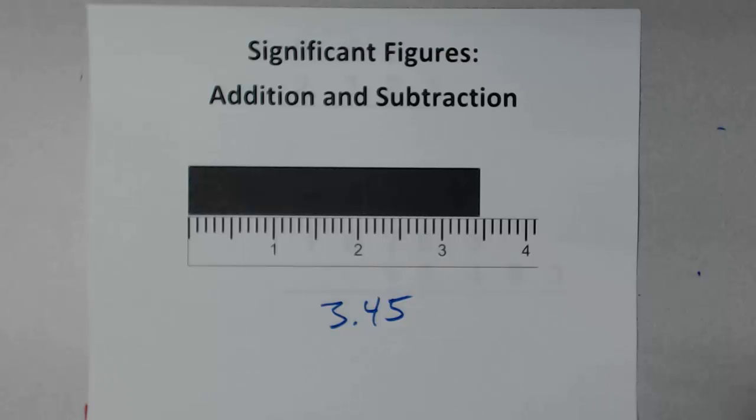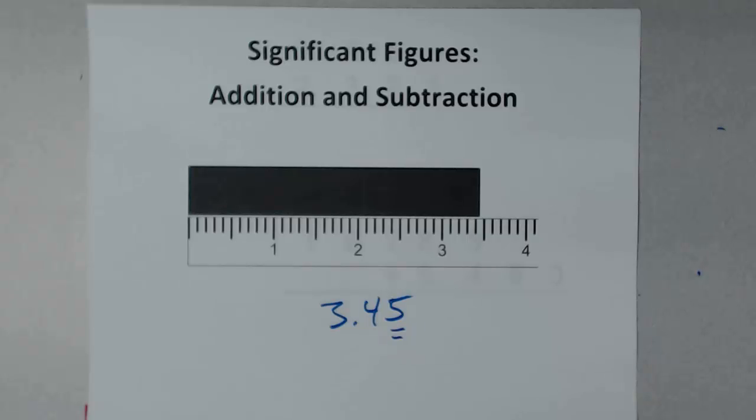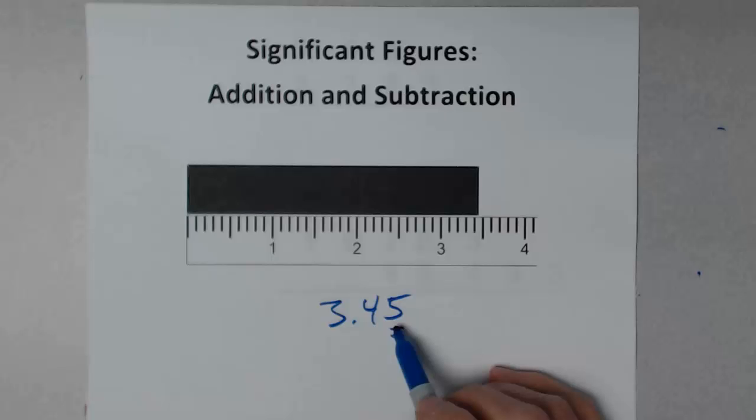We say that the 5 that we have here is the least significant digit, and that's one where there's a little bit of uncertainty, where the uncertainty first shows up.